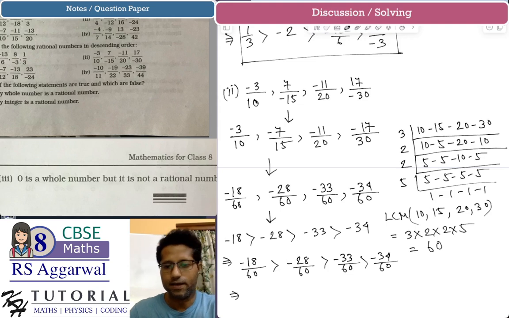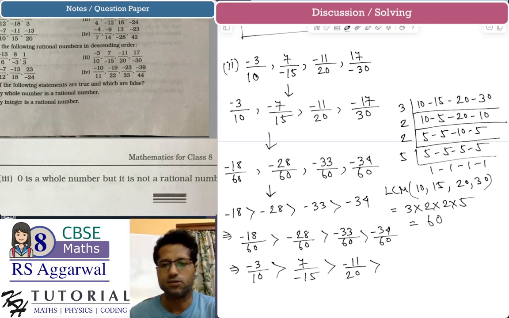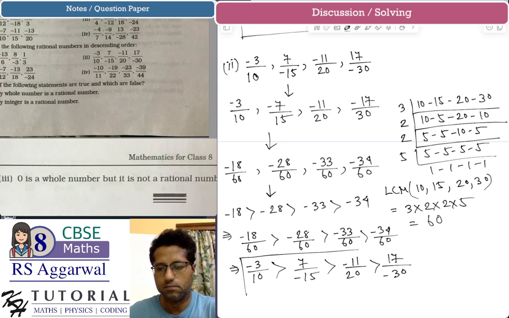Now we can tell about the ordering of the original rational numbers in descending form. Minus 18 by 60, the original rational number was minus 3 by 10. Minus 28 by 60, the original rational number was 7 by minus 15. And minus 33 by 60, the original rational number was minus 11 by 20. And minus 34 by 60, the original rational number was 17 by minus 30. So this is the ordering of the given rational numbers in descending order.